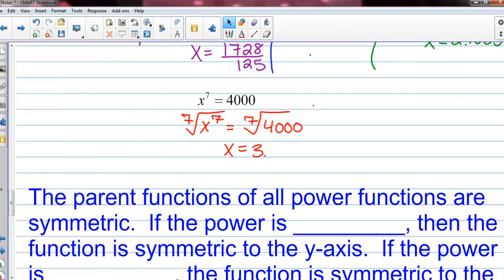3.2702. All right, so we will practice more of those in class.